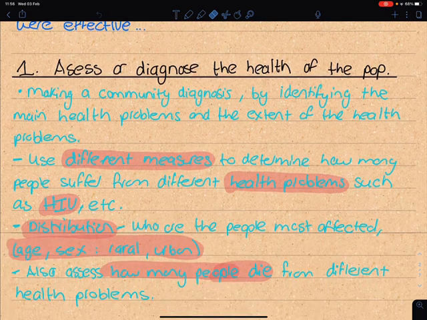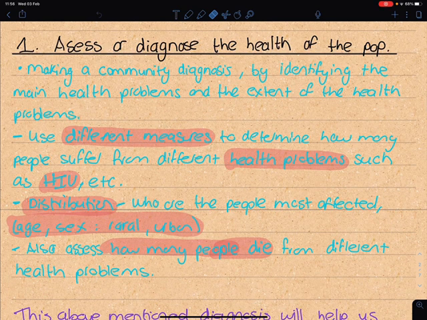Okay, then if we look deeper into the diagnose or assess phase, to make a diagnosis, you have to identify the main health problems within a community or population, and also you have to identify the extent of the health problems. How big of a concern are these health problems? You'll also have to make different measures, such as to determine how many people suffer from this specific health problem within a population, such as, for example, HIV. And also you're going to have to look at the distribution. Where is this health problem mostly found?